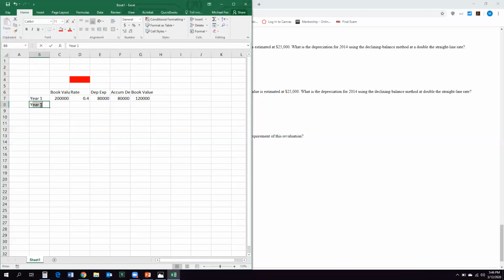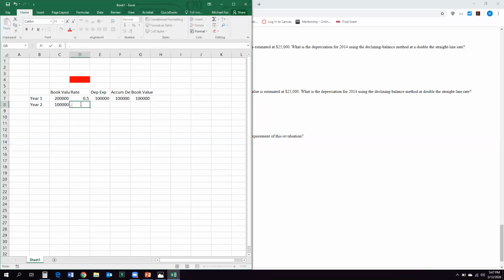In year 2, our book value to start the year is 120,000. The rate stays constant for declining balance. Oh, wait, I did that wrong, didn't I? What did we say the rate was? We said it was 0.5, 50%. Sorry about that. And again, we found that rate by taking 1 over the useful life, 1/4, which is 0.25, and then doubling it.